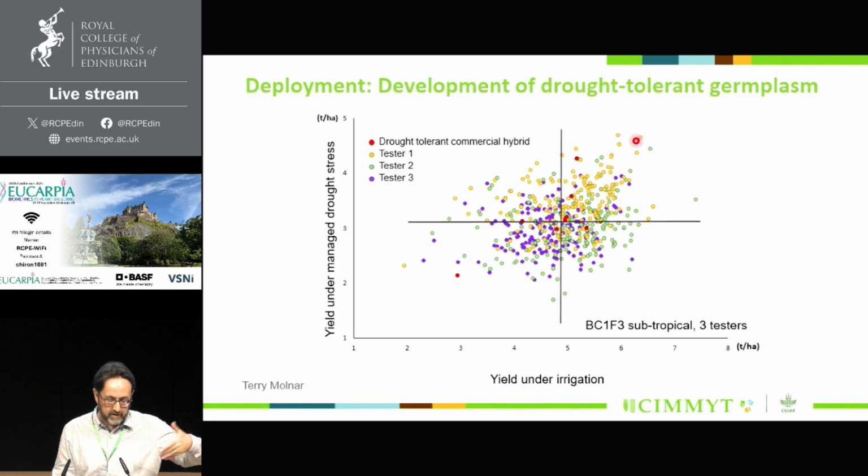And this program has been ongoing. Each year more lines were added, and it's a cyclical process that takes about 5 or 6 years. We create material, we send it to people, and it's got drought tolerance.